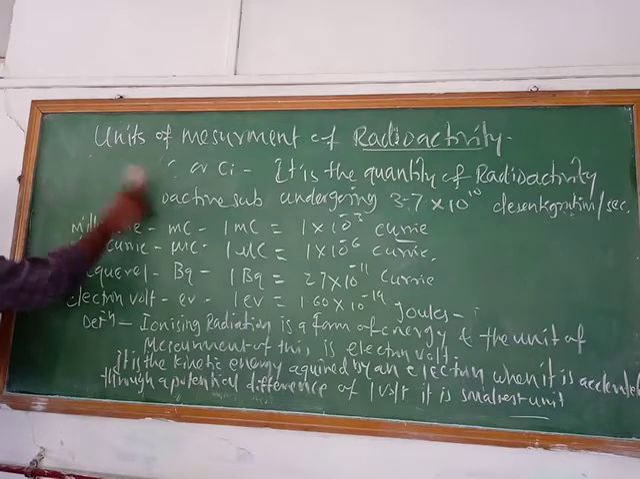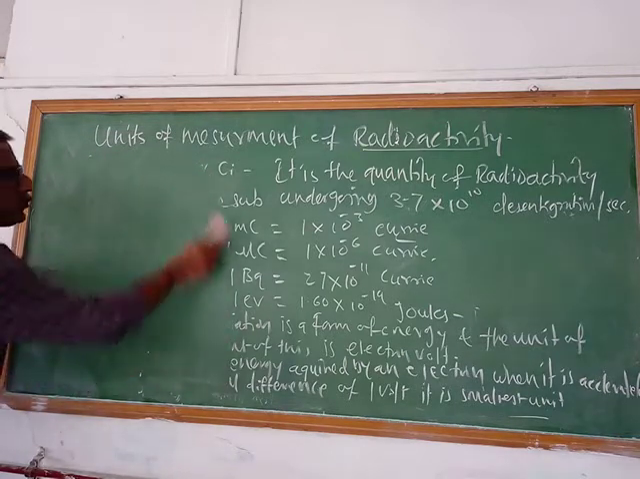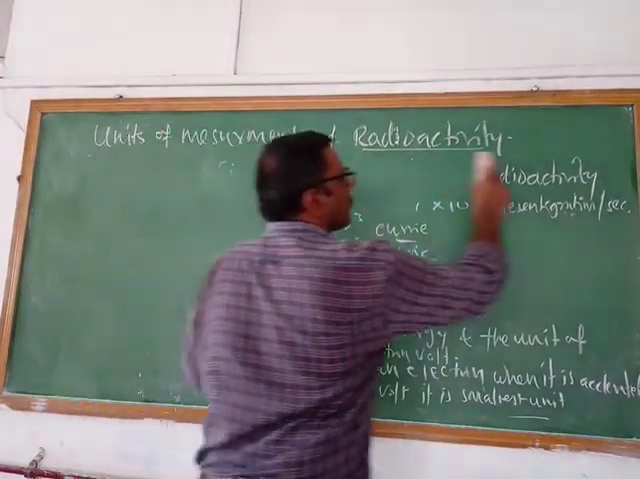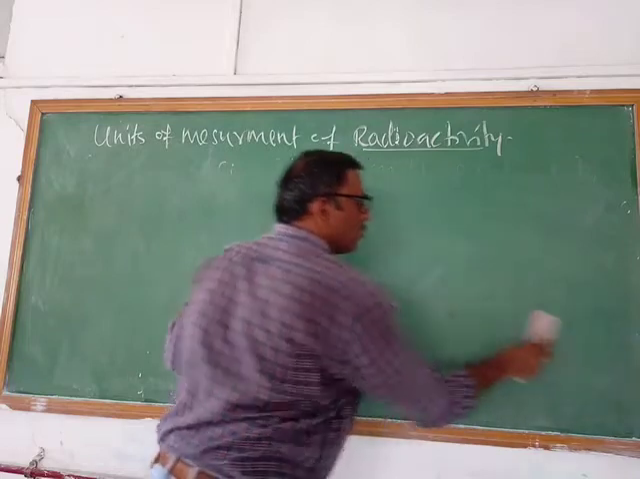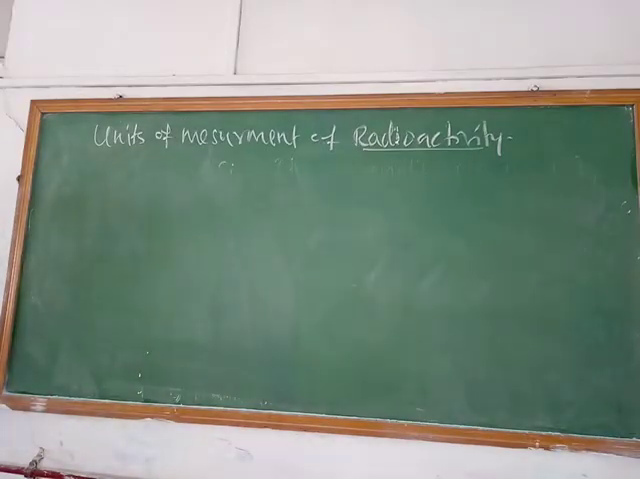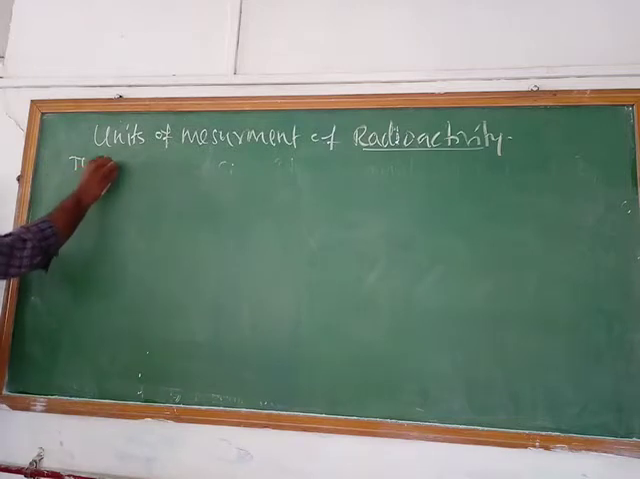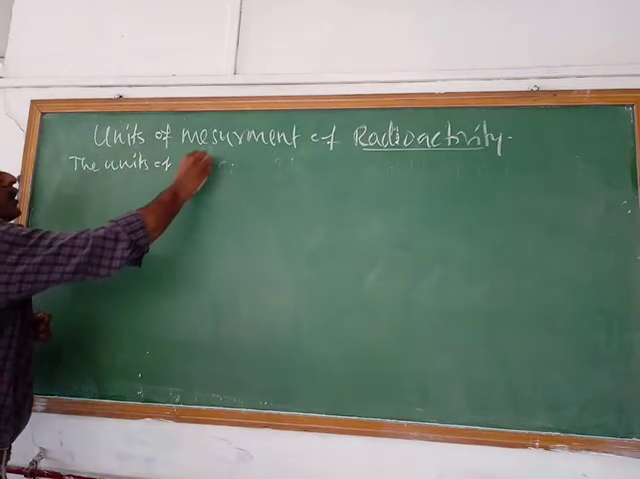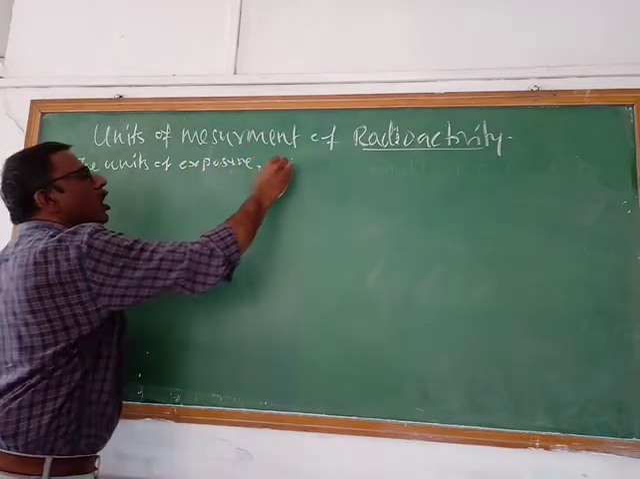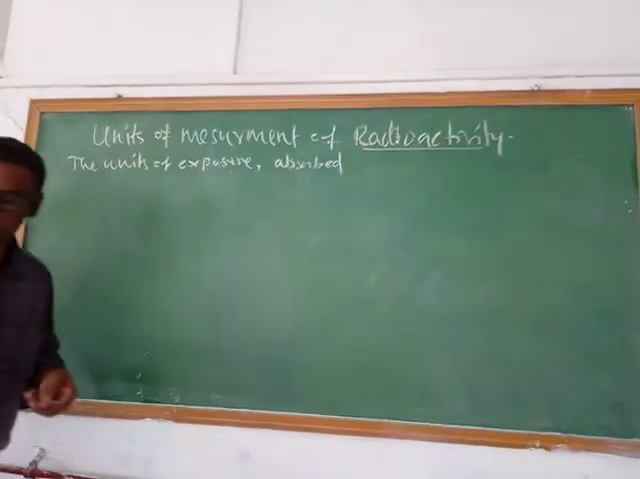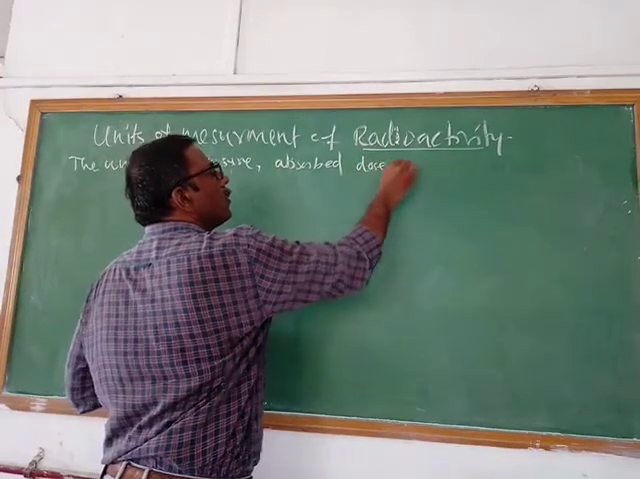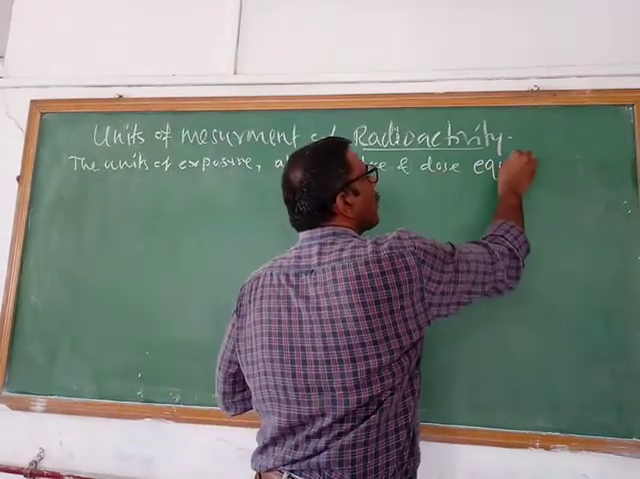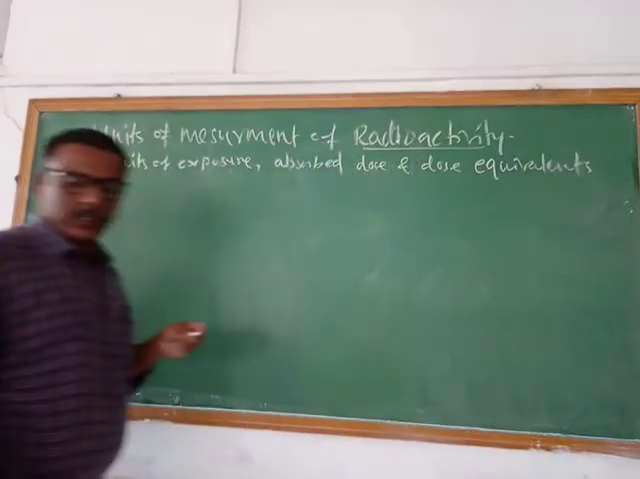Okay. Now, the units used for the exposure or the absorbed dose of radioactivity, that is, when you give doses of radiations, by what name or sign are they known or identified. The units of exposure or absorbed dose and dose equivalents are as follows.